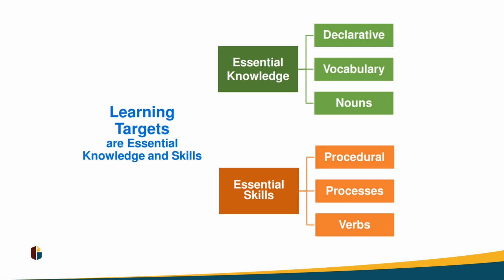Learning targets are, in essence, the essential knowledge and skills that students must master from the standards. Your essential knowledge is called the declarative knowledge, or the vocabulary and nouns of the standard. Your essential skills are called procedural knowledge, or the processes and verbs of the standard.